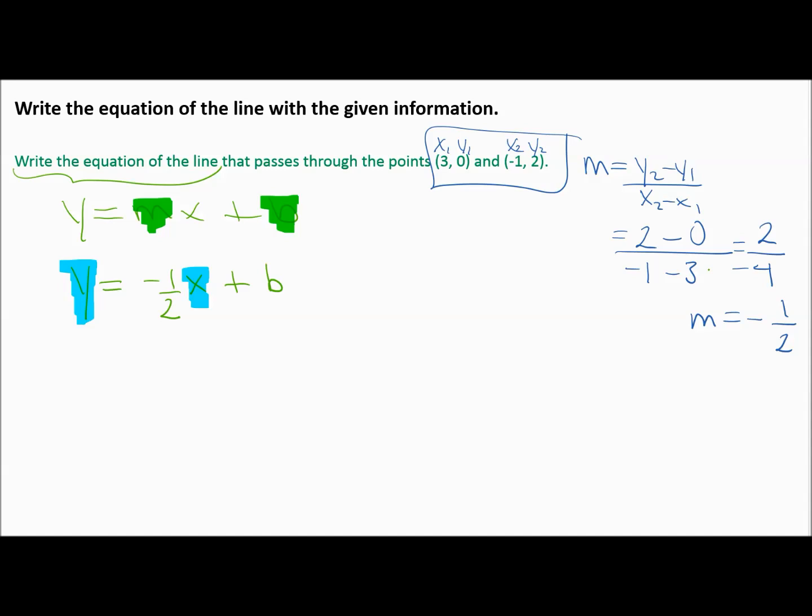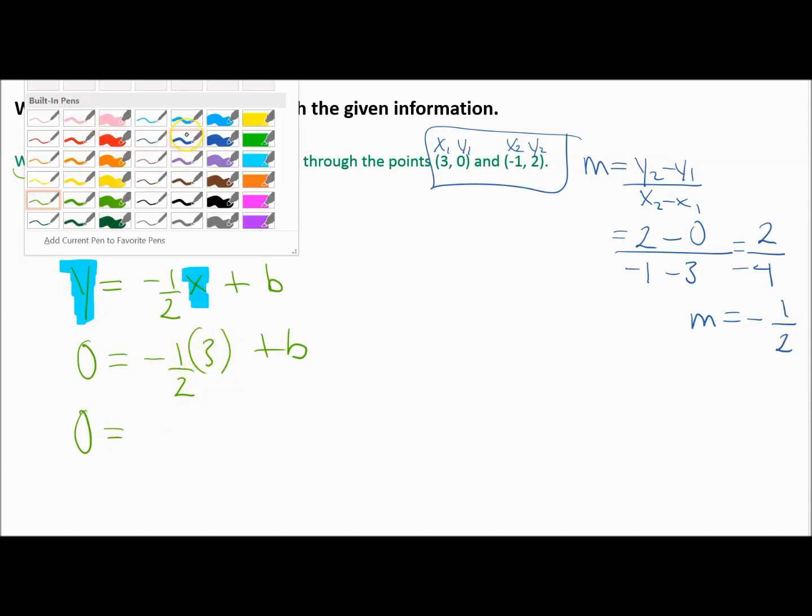My advice is use (3, 0), because whenever you have an opportunity to use 0 in a problem, it just makes your calculations easier. So I'm going to say 0 is y, so there's 0 equals -1/2. My x is 3, plus b. Okay, now I've got to multiply -1/2 times 3. If you like, you can put that 3 over 1.